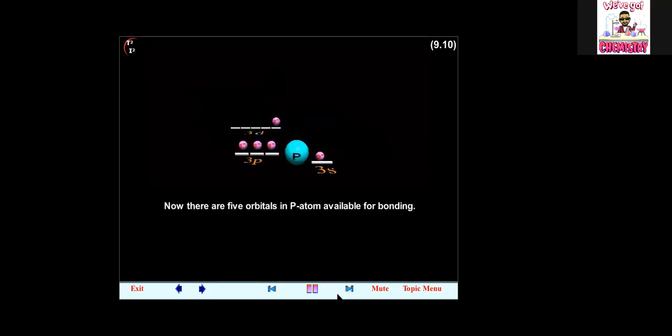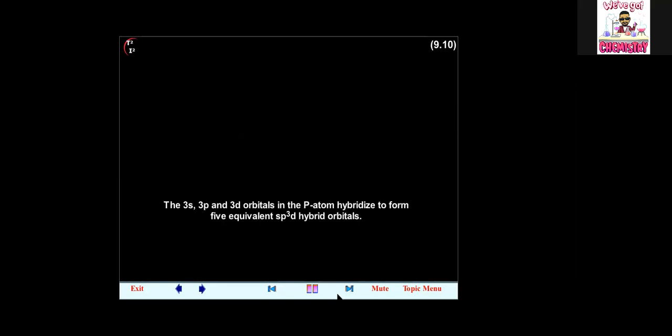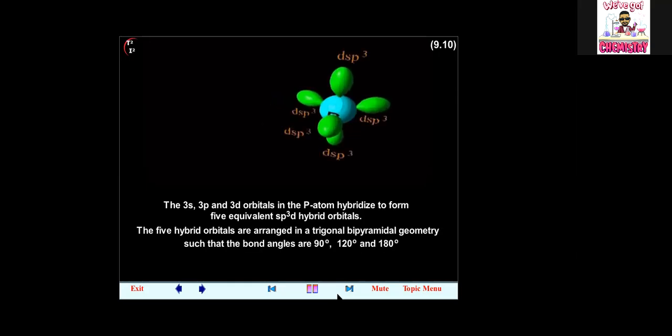As the bromine atoms come closer to the phosphorus atom, one of the 3s electrons is promoted to the 3d orbital. Now, there are 5 orbitals in the phosphorus atom available for bonding. The 3s, 3p, and 3d orbitals in the phosphorus atom hybridize to form 5 equivalent sp3d hybrid orbitals. The 5 hybrid orbitals are arranged in a trigonal bipyramidal geometry such that the bond angles are 90 degrees, 120 degrees, and 180 degrees.